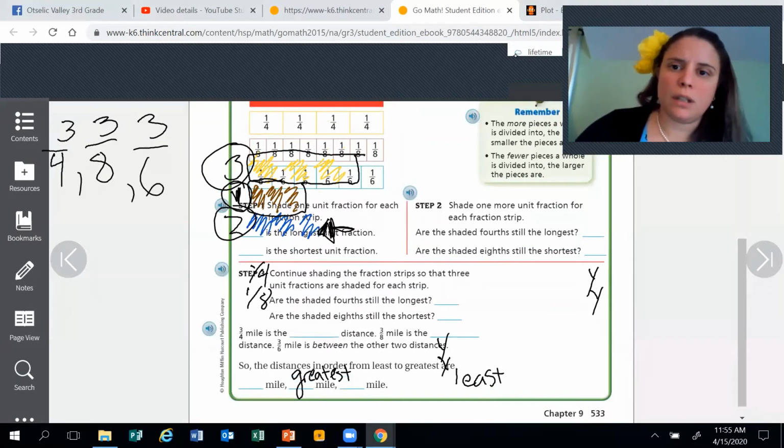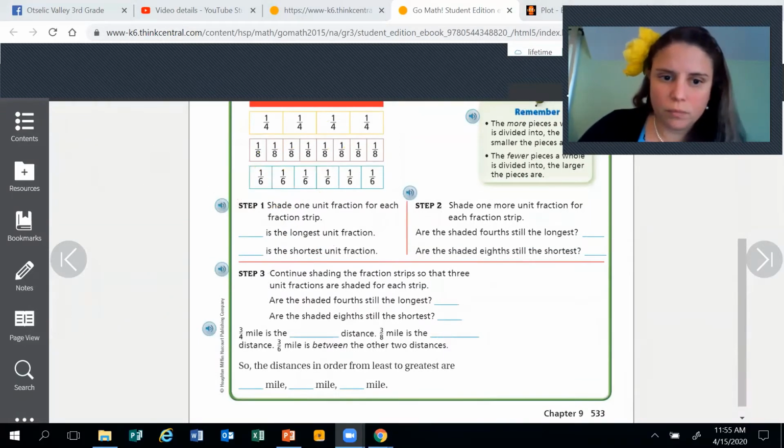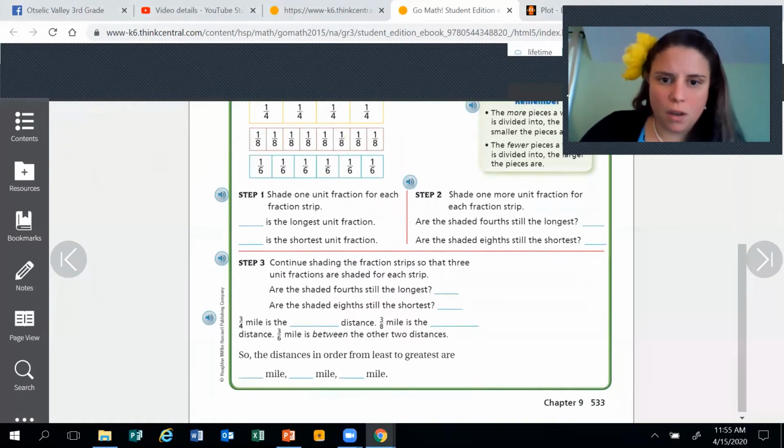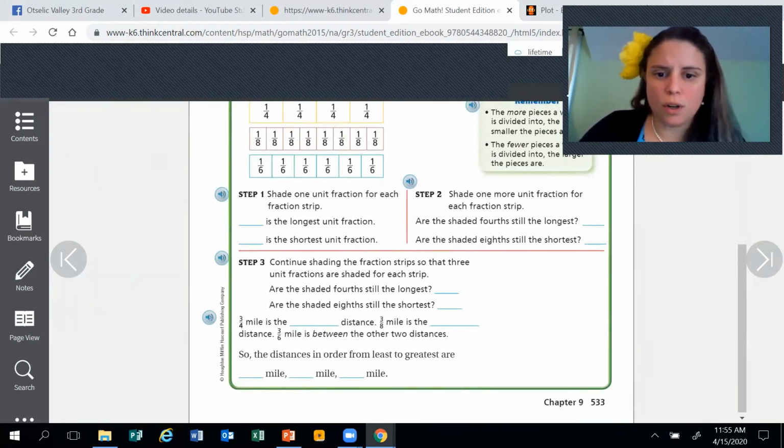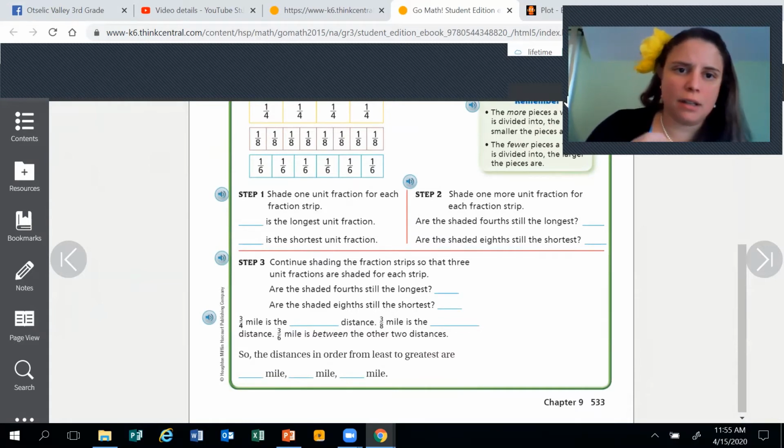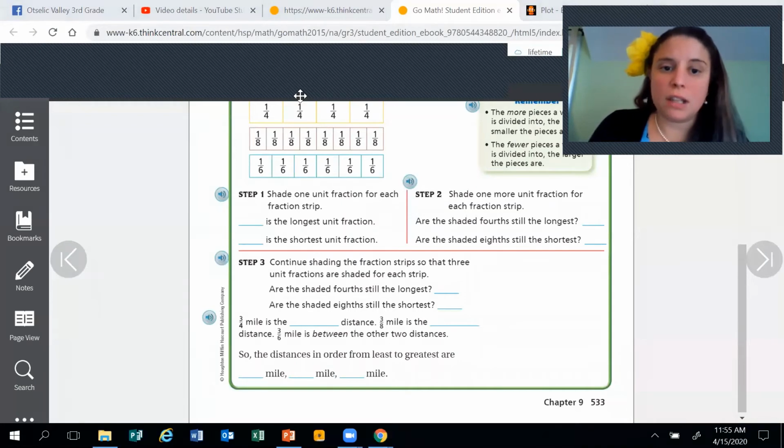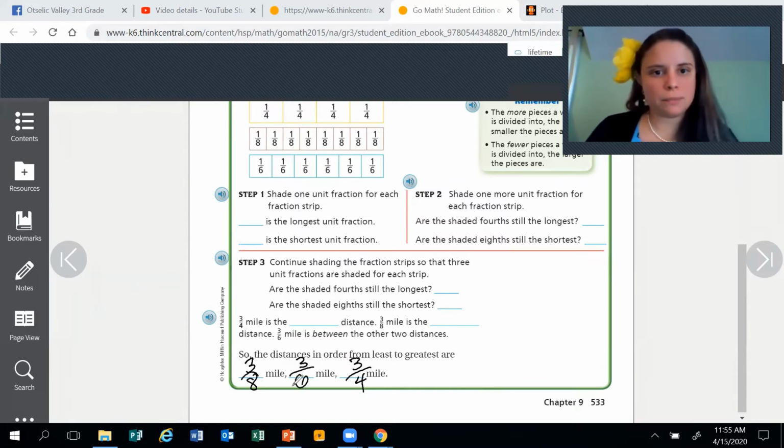So it says down here, continue shading the fraction. There, we already did that. So the distance in order from least to greatest is, I'm sorry, I erased all our drawings. The least is, we already said it was the eighths, right? So 3/8. The most is 3/4. And the middle one is 3/6.